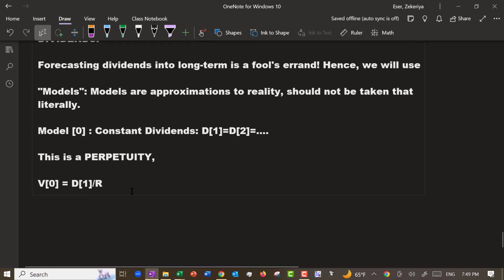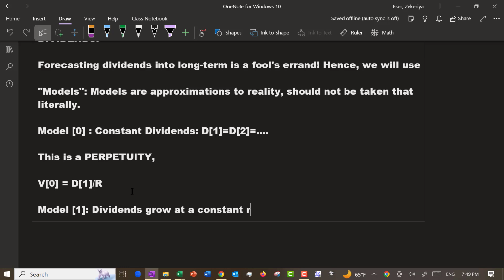Then value now is going to be next year's expected dividend divided by R minus G, provided R is greater than G, because otherwise the infinite series does not converge. This is called a growing perpetuity.